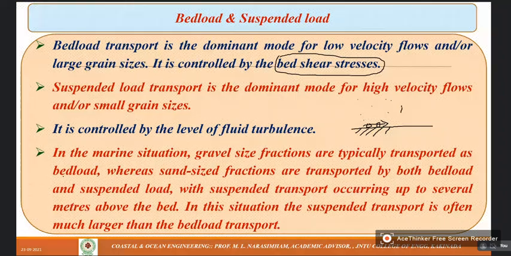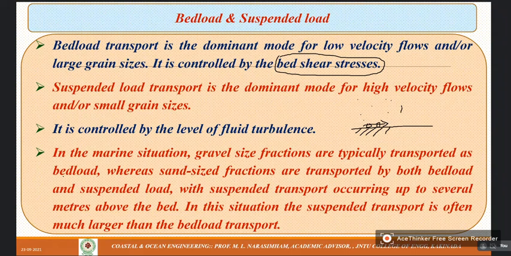Bed load, so the beach material is transported both as bed load as well as suspended load. So the causing factor is the size, that is the particle size, and also the fluid velocities, and the turbulence, plus the shear stress. So, what are the various factors that are responsible for the movement either in the form of bed load or suspended load?